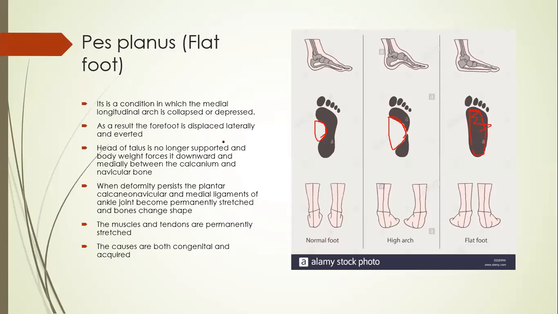As a result, the forefoot is displaced laterally and everted. Forefoot laterally displaced: inversion is towards the center of the body, eversion is away from the body. When eversion occurs, your medial side touches the floor. The head of the talus is no longer supported and the body weight forces it downward and medially between the calcaneum and the navicular bone.